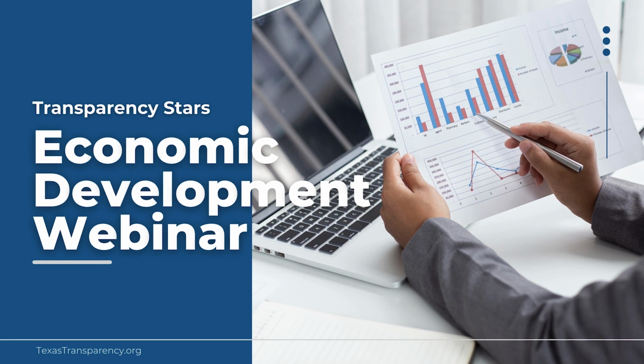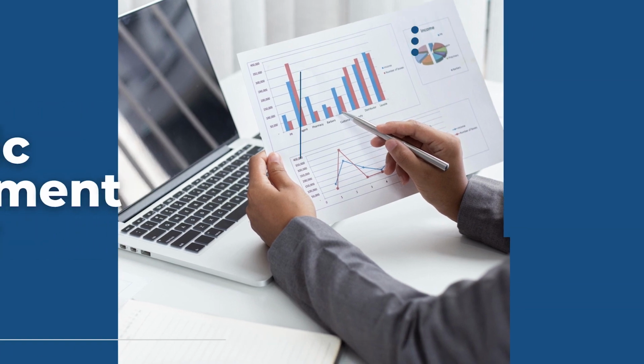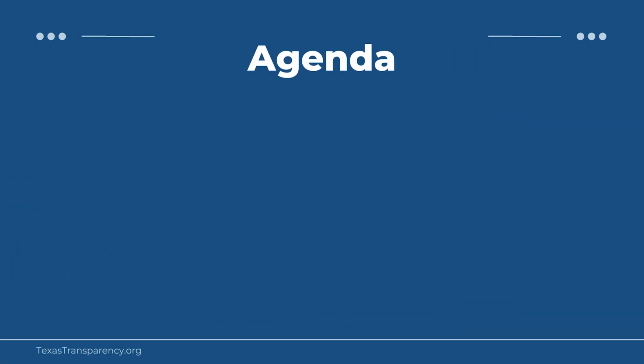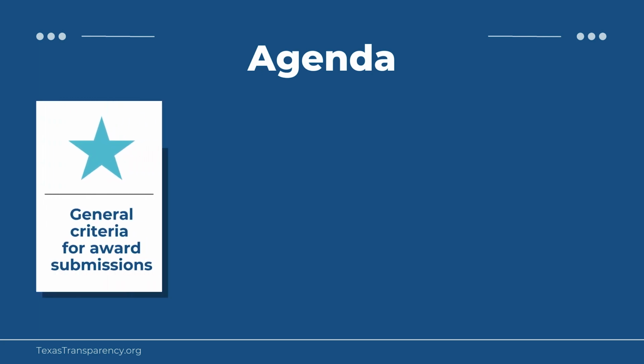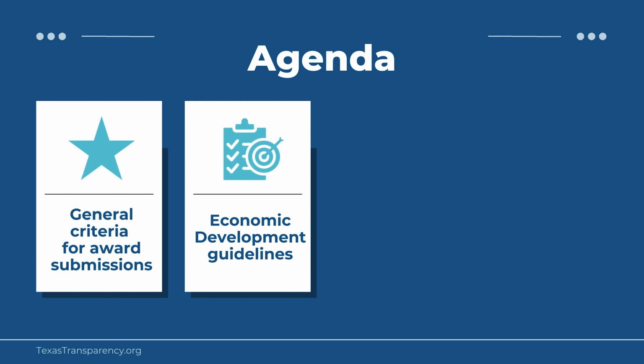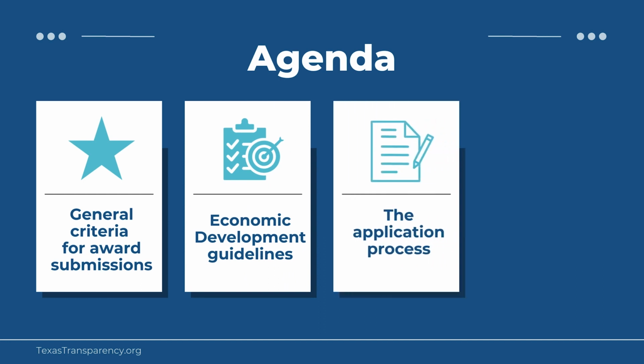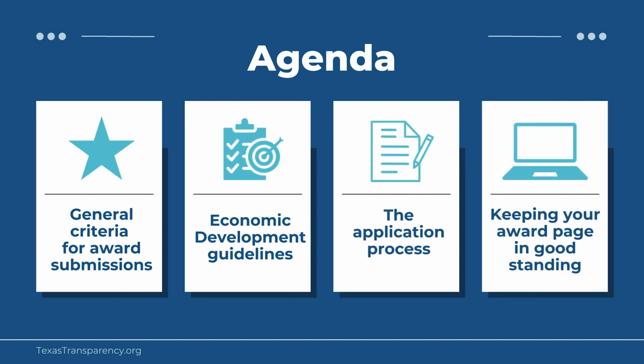This will be the fifth in a series of webinars dedicated to instructing applicants on the criteria and application process for the Comptroller's Transparency Stars program. Specifically, this video will cover the Economic Development Award application process. This webinar will cover the following items with regards to the Economic Development Transparency Star: general criteria for award submissions, economic development guidelines, the application process, and keeping your award page in good standing.